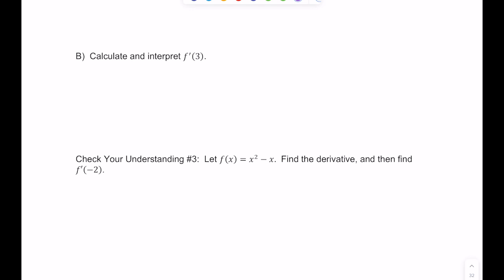All right. Let's figure out now, calculate and interpret f prime of 3. So we know f prime of x is 2x. So f prime of 3 is real easy. We're just going to substitute 3 in there, and you get 6. Okay, so that's just the slope of the tangent line to the graph of f of x equals x squared at the point where x equals 3.